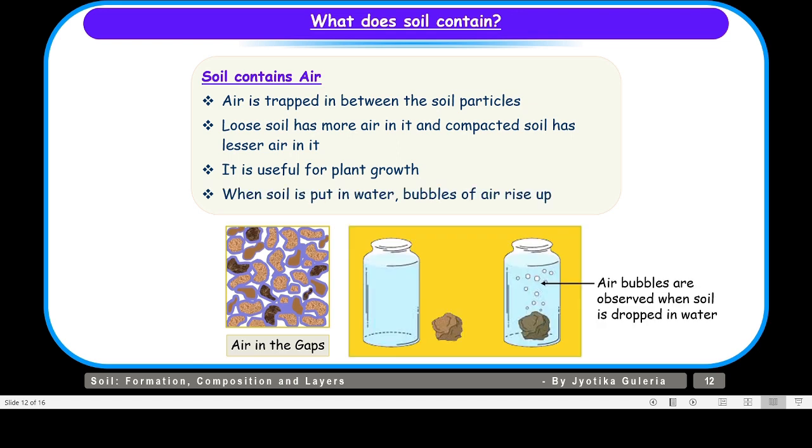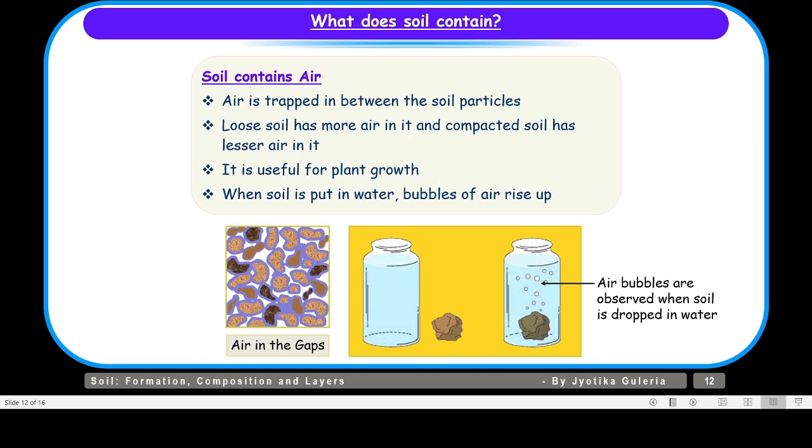When soil is put in water, bubbles of air rise up. That means if you take a transparent jar, again fill it with water and put some sand in it, you will realize that there is a formation of bubbles in the water. That means the air trapped in the soil has led to the formation of these air bubbles which were actually trapped in the soil particles.